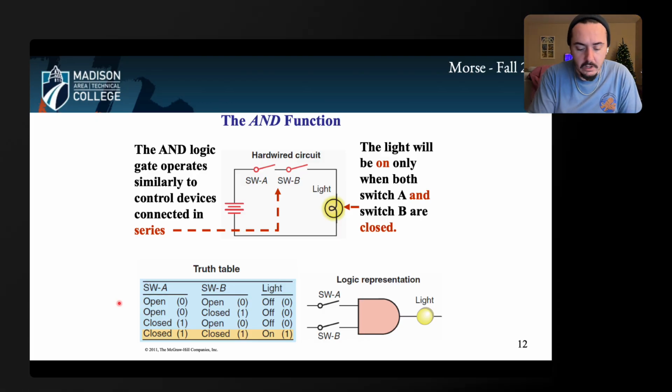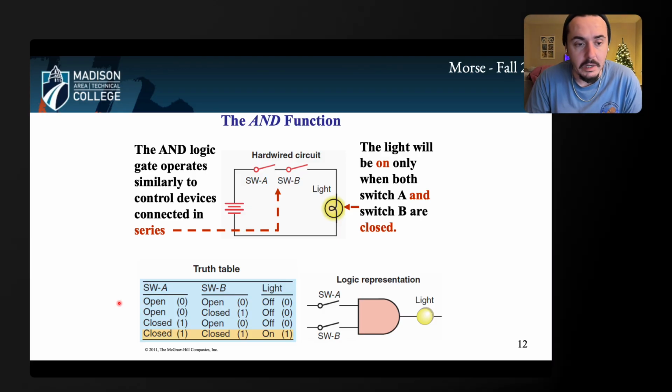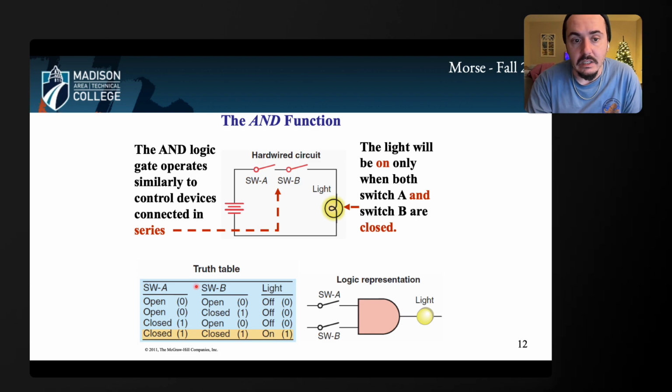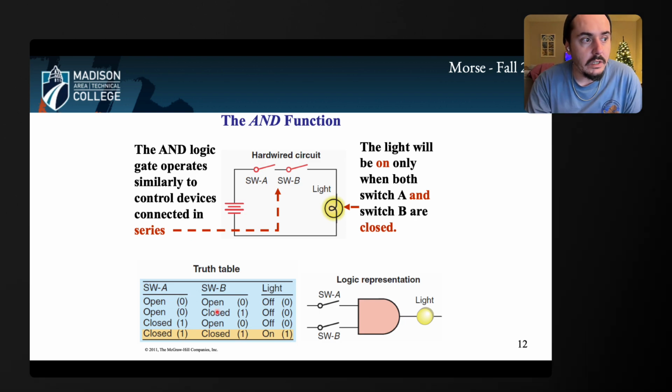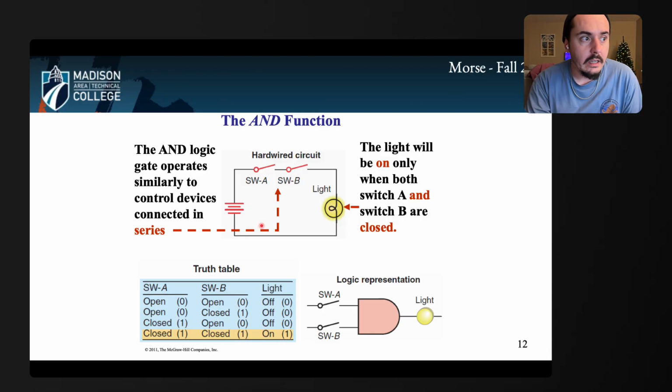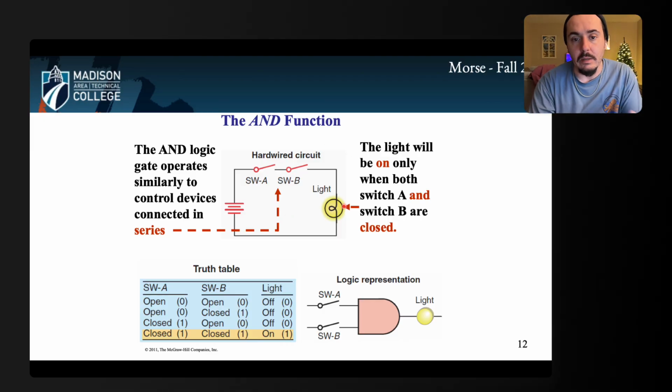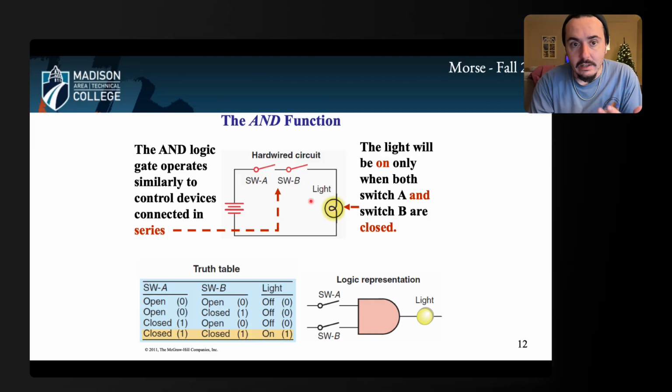So basically, we look at all the possible inputs for A and B or C, however many inputs we have, and then we look at all the possible outputs based on these inputs. So if I have a zero and a zero, meaning both of these are open, then there's no light. If I have one of them closed, so right here, I have B closed, but A is still open, there's no light. I need both of these to be closed, A and B, in order for electricity to flow through here, in order for this light bulb to work. So this is an AND function.